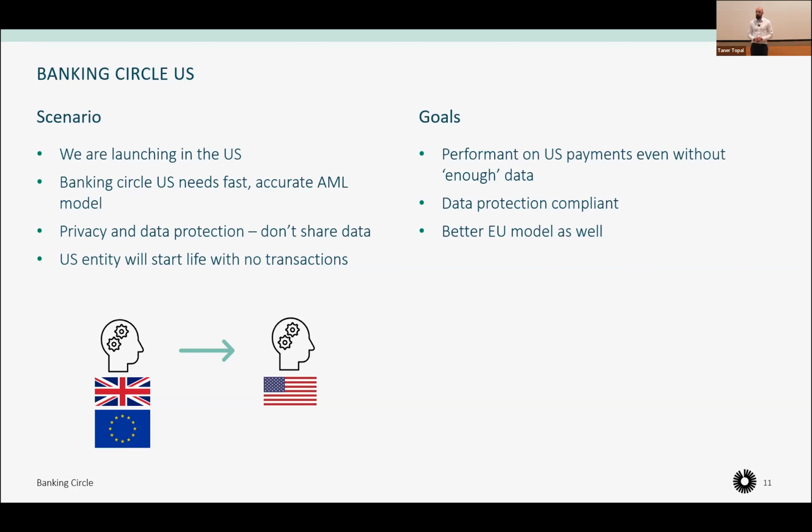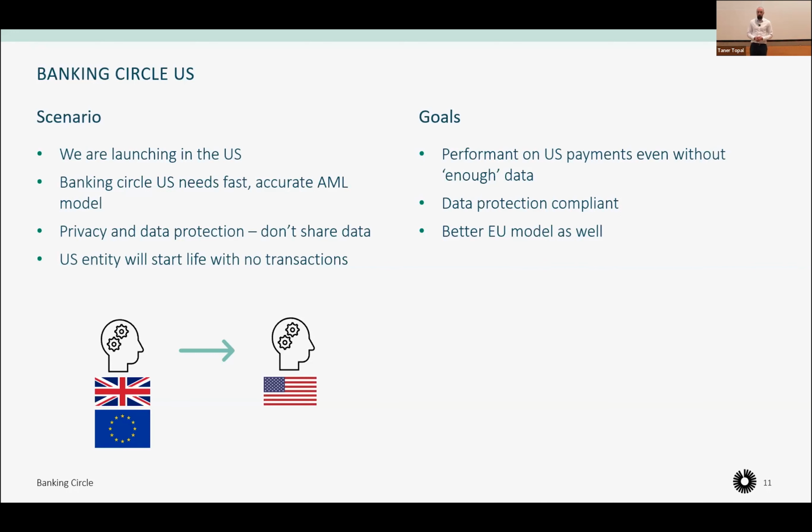Because the US bank is a new entity, it will start life with no transactions. So we have no data to learn from in the US when we start. And what we want to do with federated learning is get a high performance model in the US, even without enough data. And when I say enough, I mean enough to train a model to high accuracy. Because we'll start with no payments, there's going to be a long period of time where we don't have enough payments to train a pure US model.